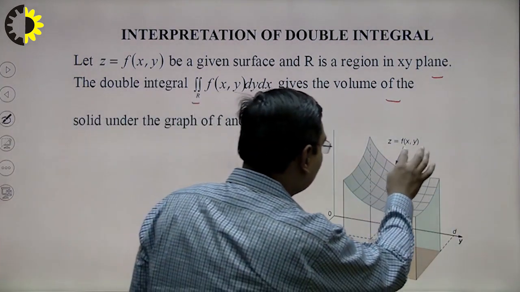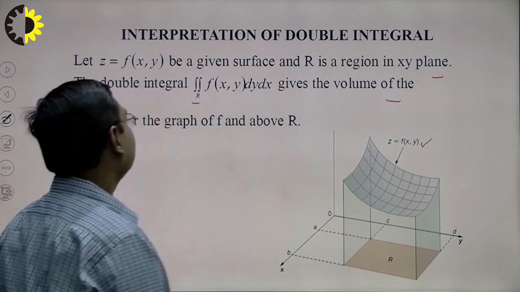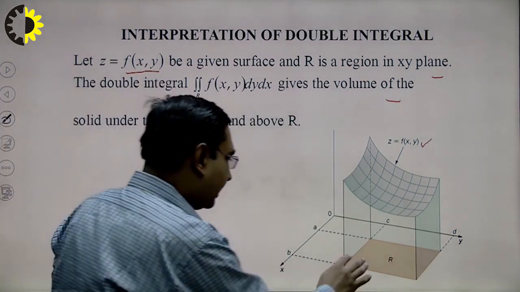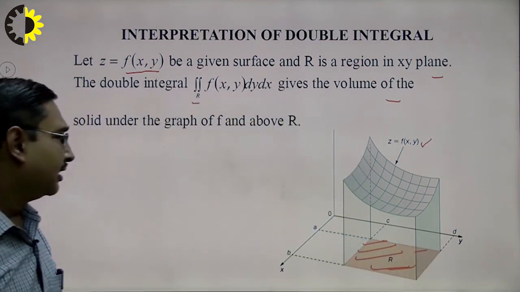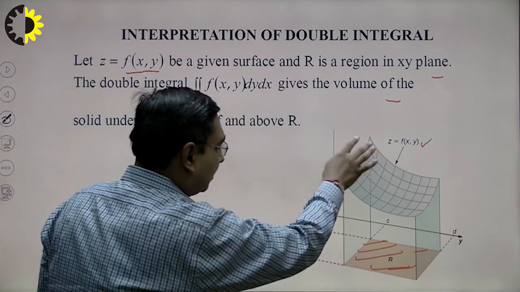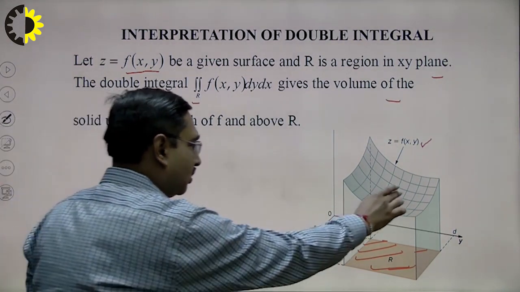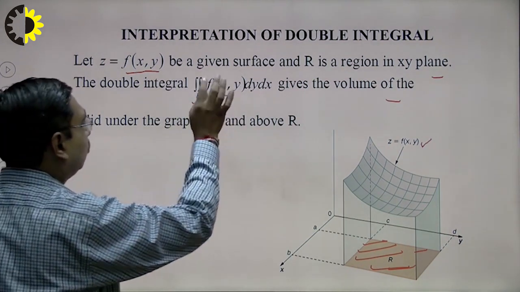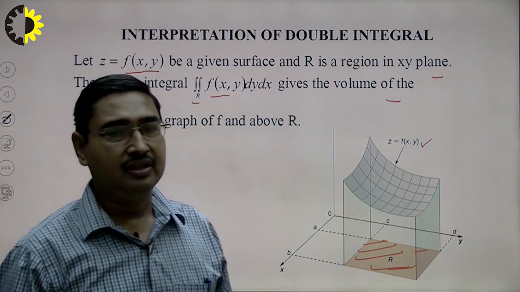Thus, suppose z equal to f(x,y) is a surface given by this equation, and R is a region on the xy plane. Then the solid lying between this region and this surface above the xy plane looks like this. The double integral over R of f(x,y) dy dx gives the volume of this solid.